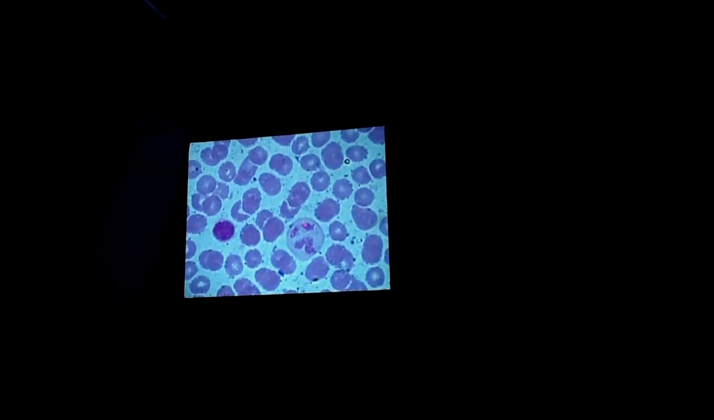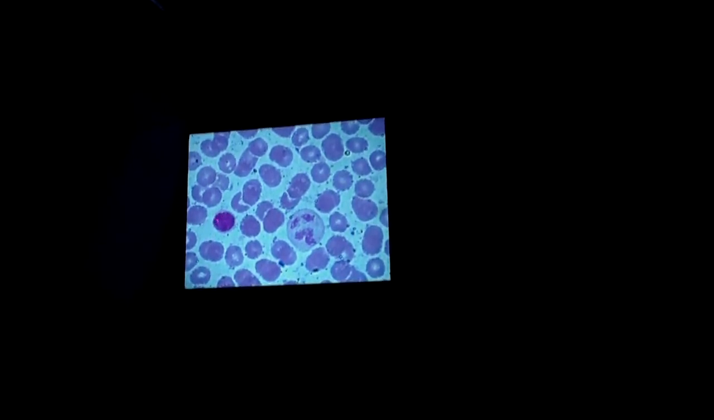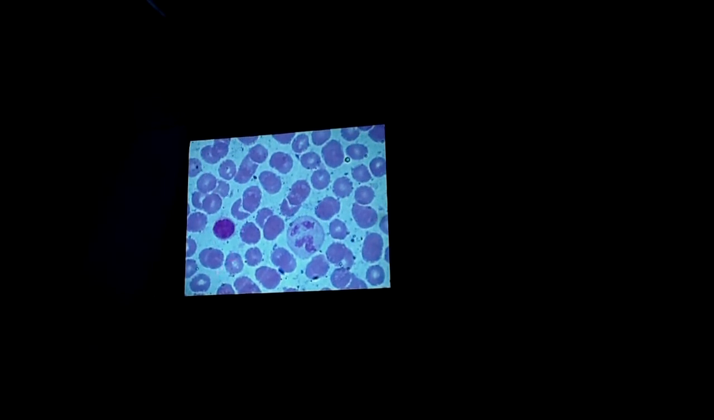So because the nucleus is already lobulated. How do you call that immediate precursor of the segmenters? Band. Okay, band cell neutrophil. Now, notice here that this cell is showing us a round shaped nucleus, which is more or less similar in size with that of the immature red blood cell.